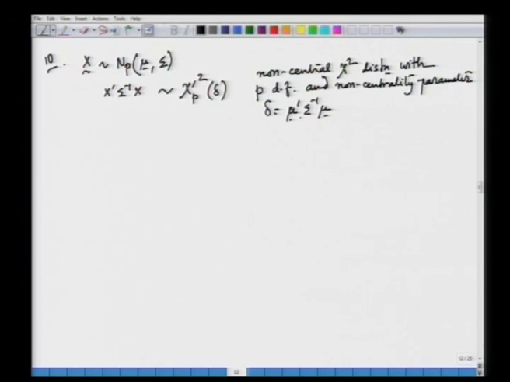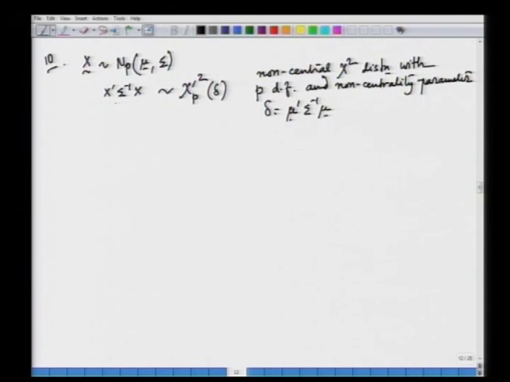Since we have not made the location change, we are landing up with a non-central chi-square distribution. So, now we consider the quadratic form of the type x transpose sigma inverse x without making any location shift with the mean vector mu. We are going to start our next session with the proof of this result.